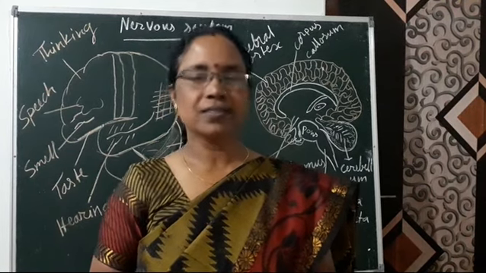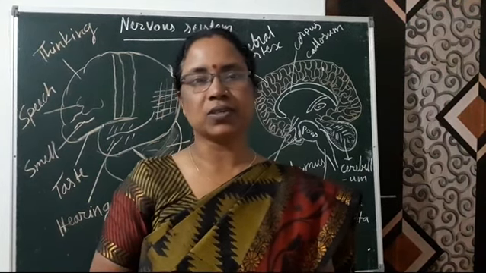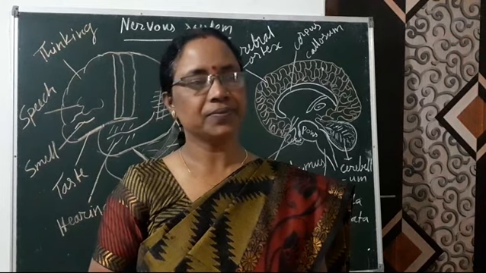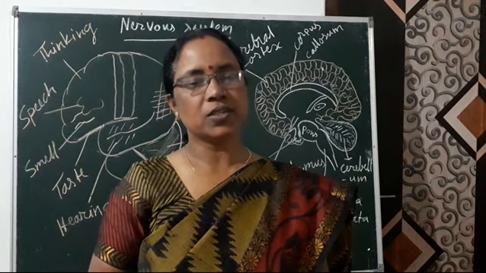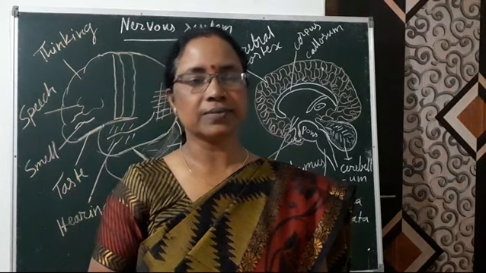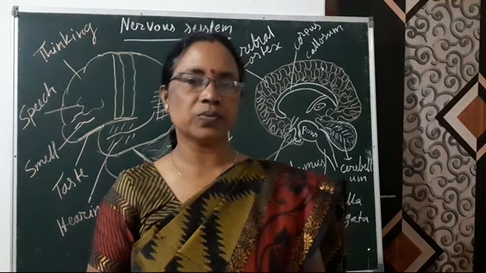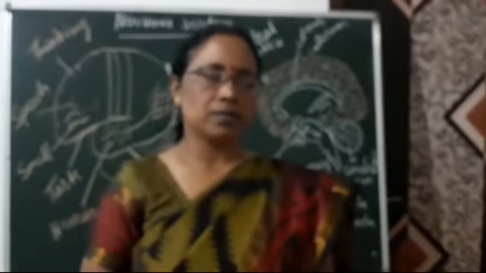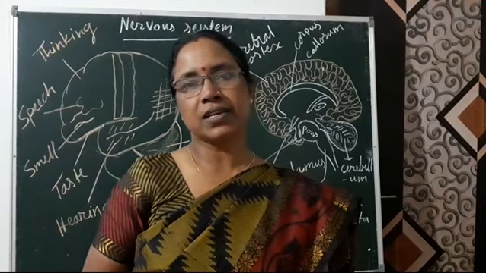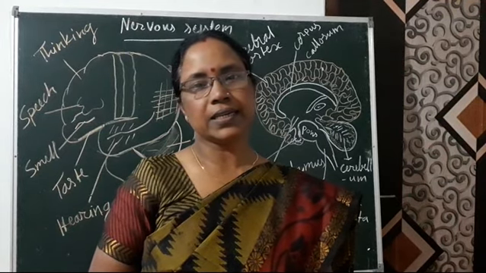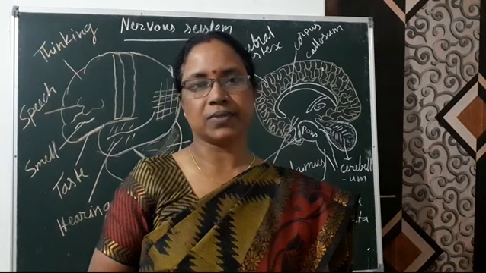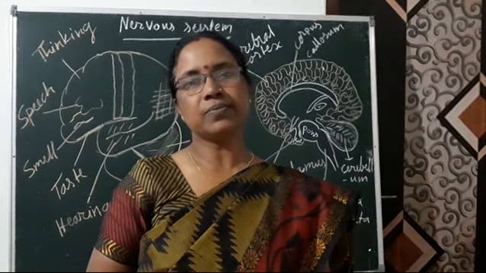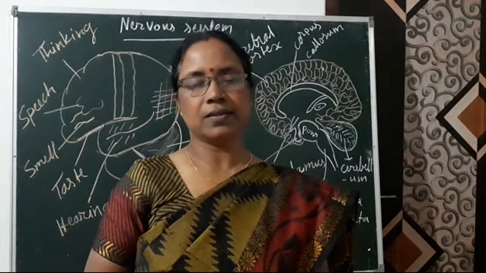In the last class, we have seen about the nervous system, and today we will continue the same. We'll see about the two major divisions of the nervous system: first is the central nervous system and second is the peripheral nervous system.